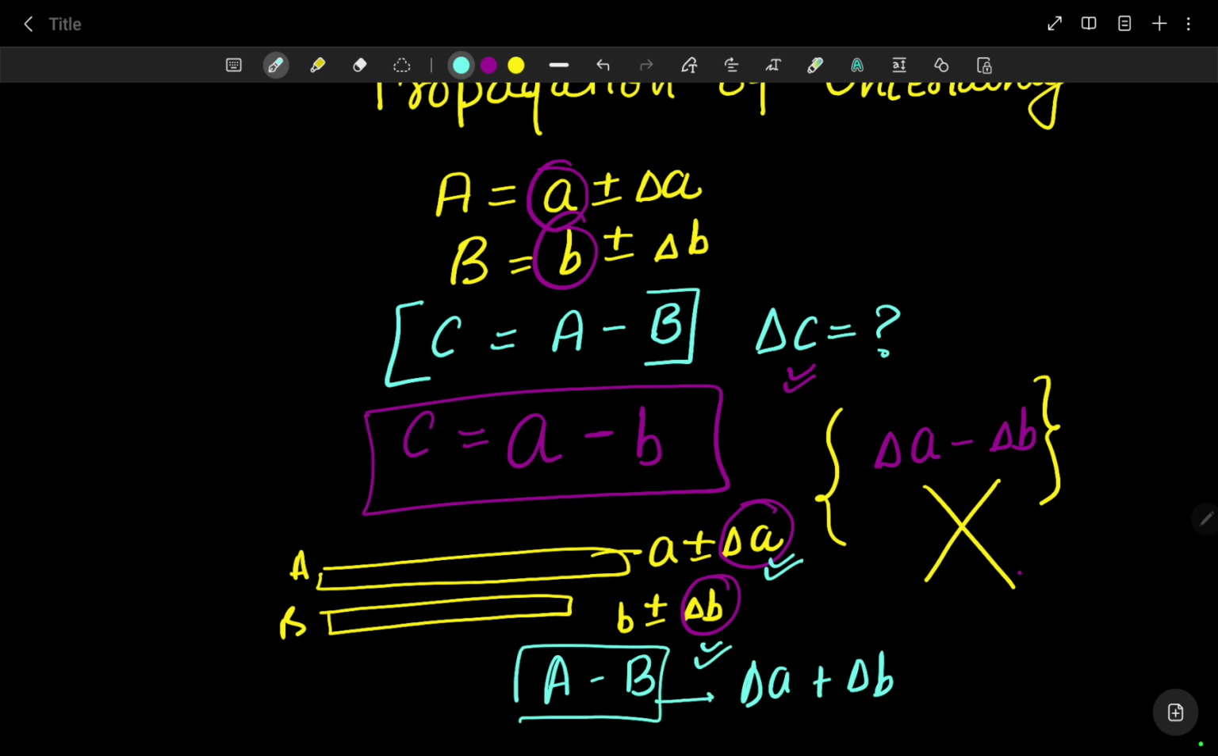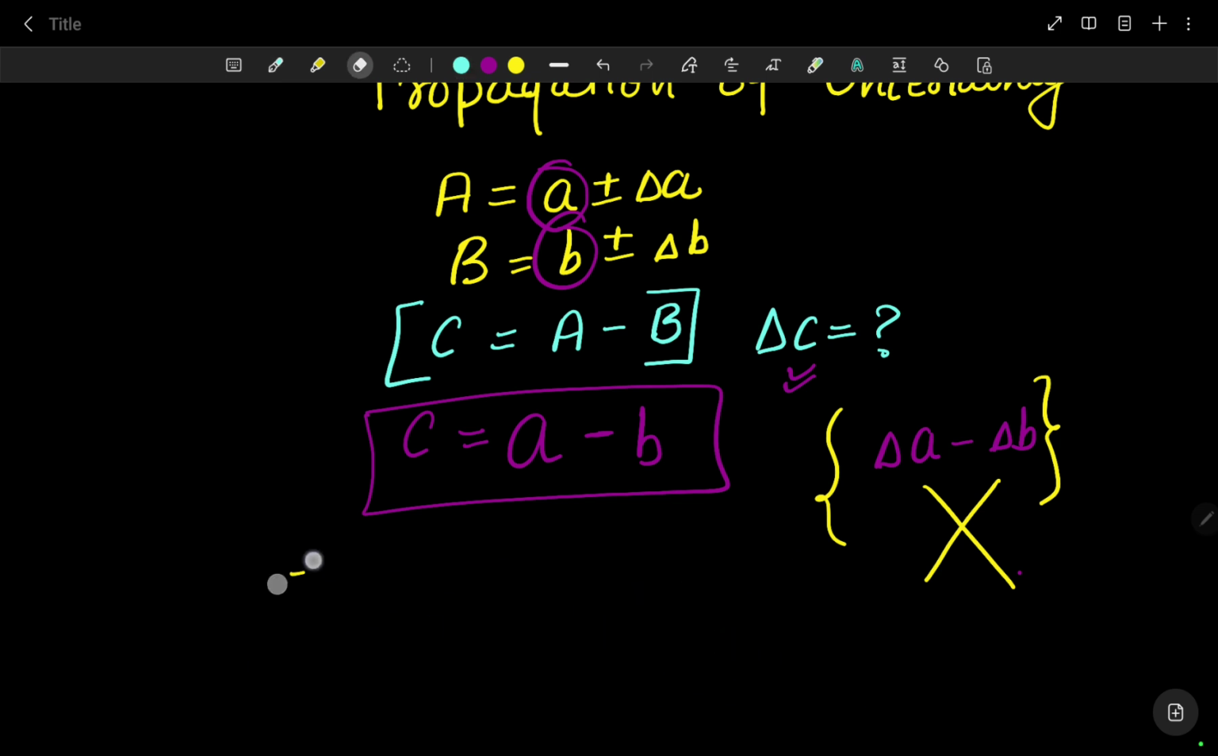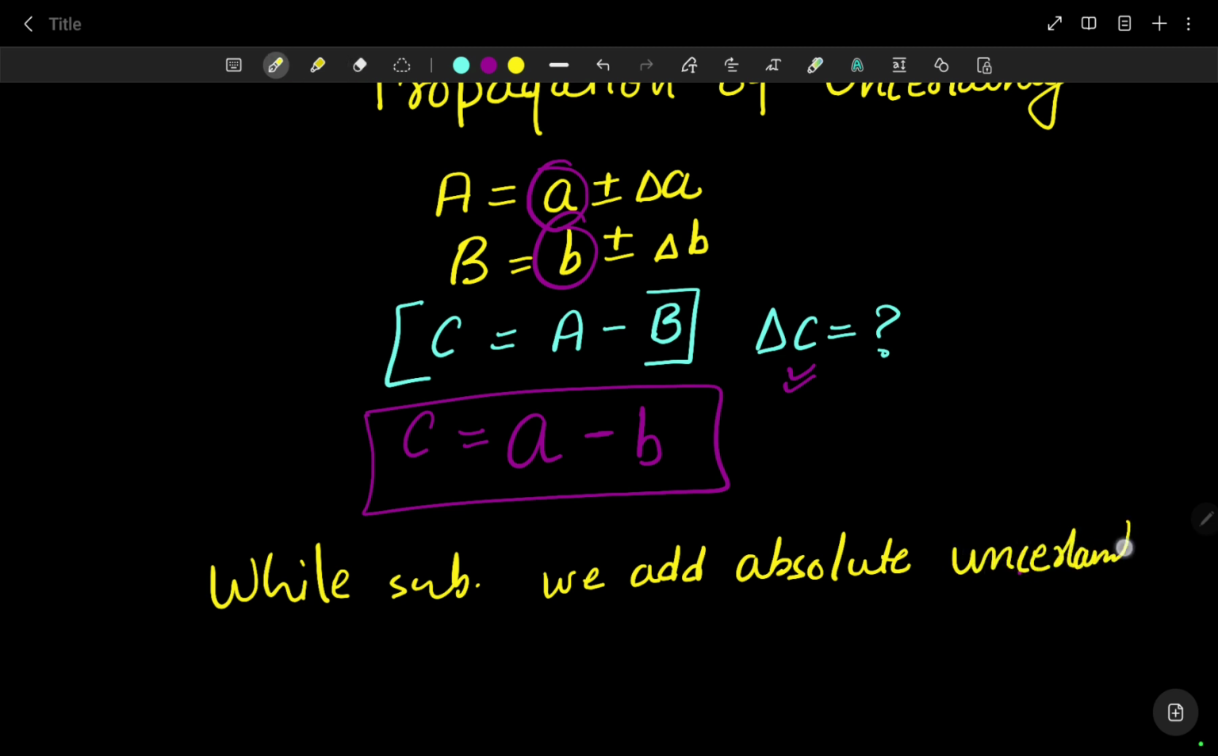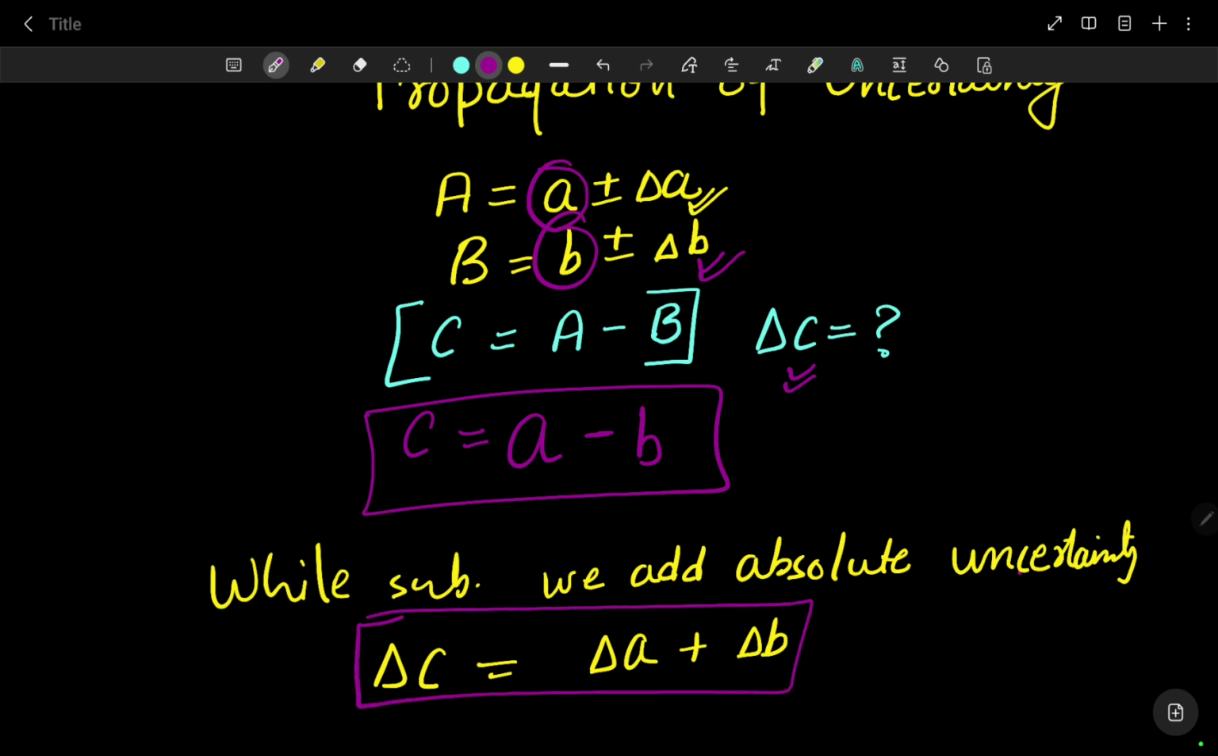It can't get subtracted. So even in subtraction we add absolute uncertainty. Please remember, while subtracting two physical quantities, we add absolute uncertainty. The same thing we do in addition as well. In addition and even in subtraction, we add absolute uncertainty directly. So here delta C will be nothing but delta A plus delta B, because the absolute uncertainty in A is delta A and the absolute uncertainty in B is delta B. I hope I'm clear here.